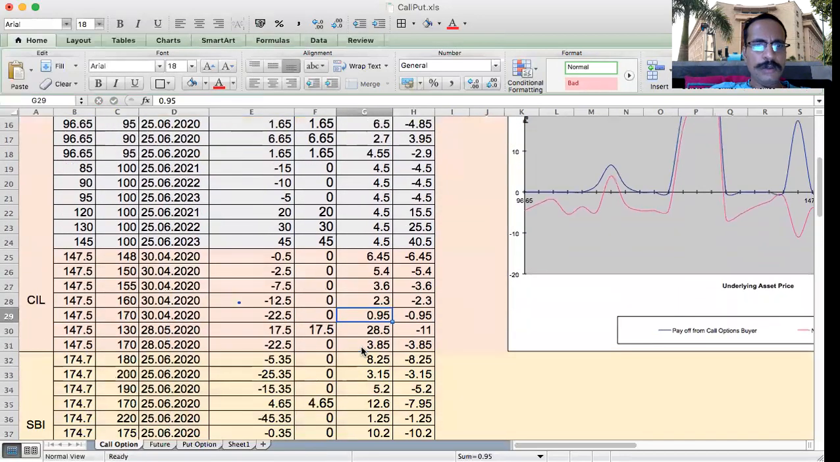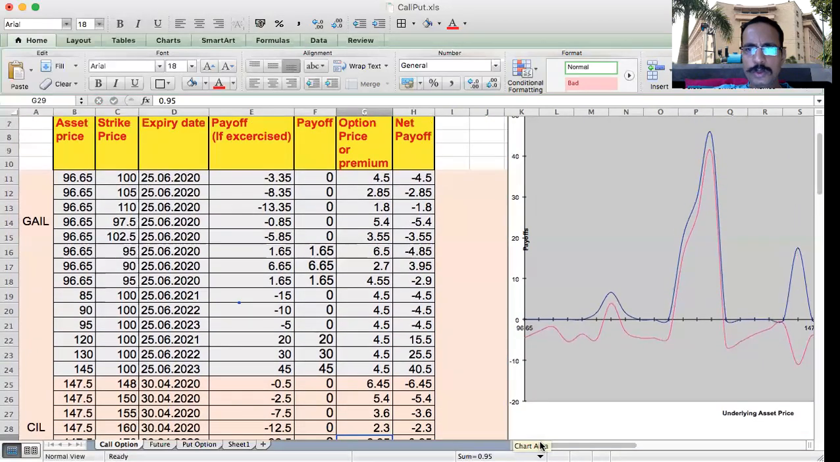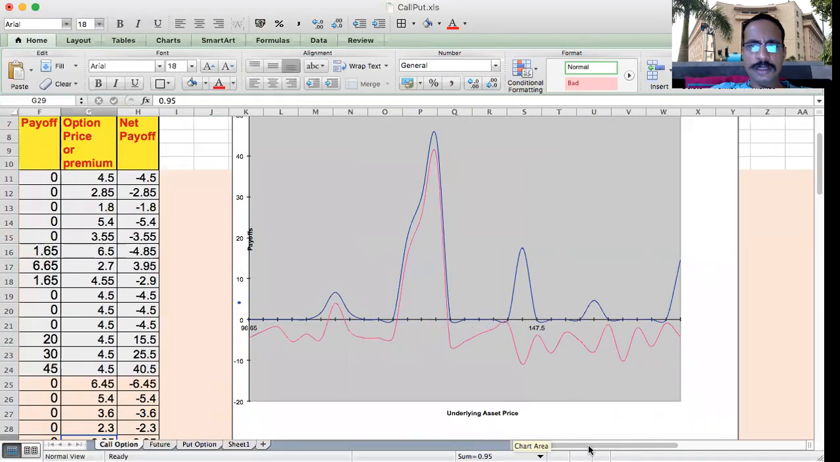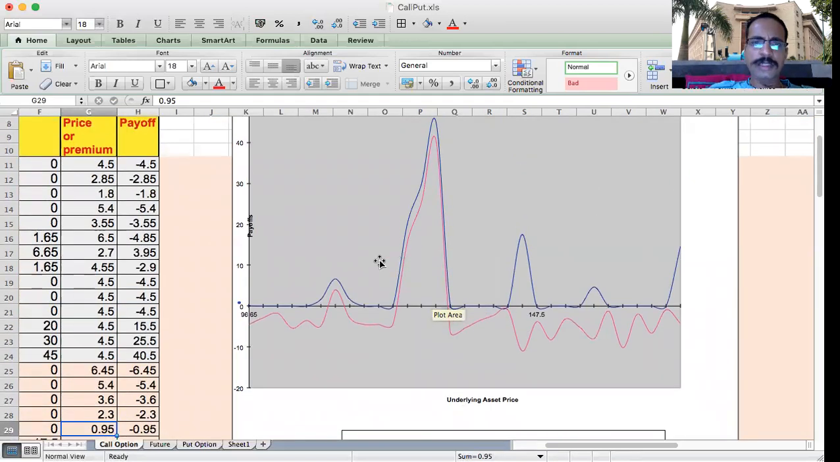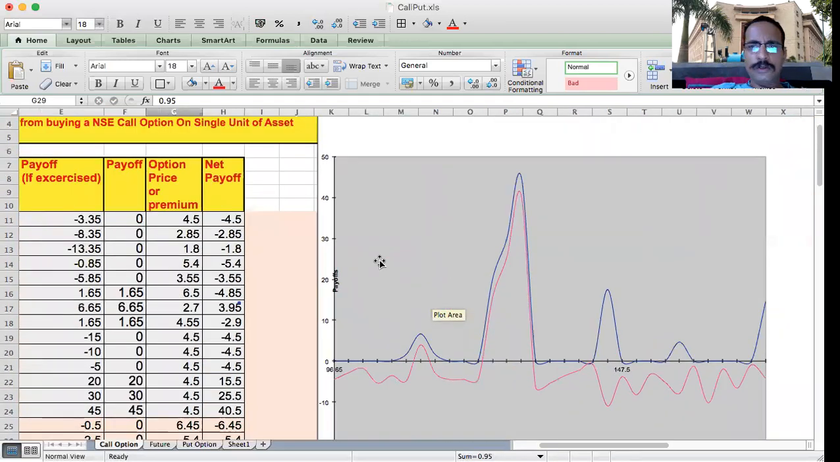Okay, this should do. So if you see the graph out here, the pink line is the net payoff of the call option buyer, right? So this net payoff, the underlying price is 100.